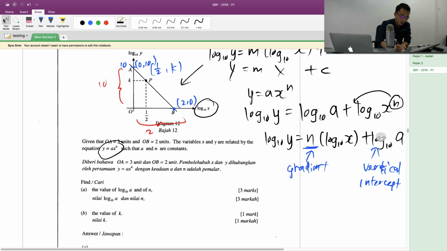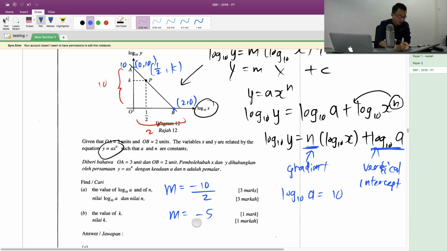So what's your c? Your c is log 10a, right? So log 10a is equals to 10. That's all. The question doesn't ask you to find a. And the question asks you to find n. Where exactly is the n? Okay, n is the gradient. Gradient in this case, since you have 2 points, you can actually use the 2 points to form the gradient. Gradient equals to negative y-intercept over x-intercept. So gradient actually equals to negative 5. And we know the n here actually stands for gradient, right? So I can say n equals to negative 5. That's all.